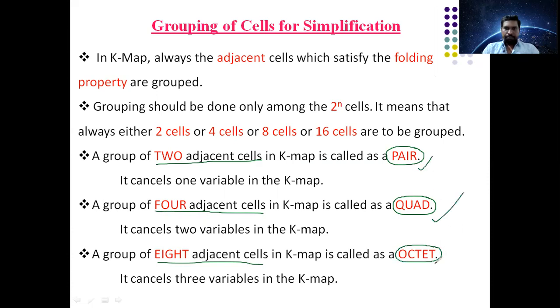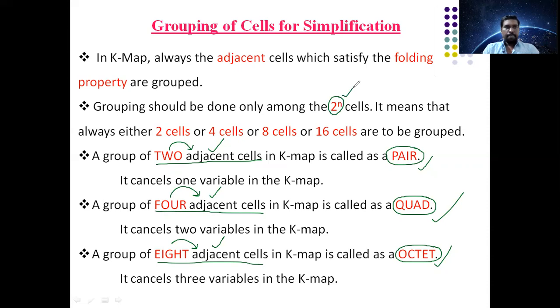If you group 2 adjacent cells, the word adjacent is very, very important here. Until they are adjacent, you cannot call them a pair, a quad, or an octet. 2 adjacent cells, then only it is called a pair. 4 adjacent cells, then only it is called a quad. 8 adjacent cells, then only it is called an octet. Why? Because we are dealing with the concept of 2 power n. Always you should have 2 power n number of cells.